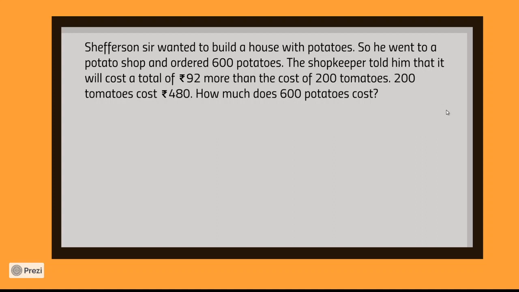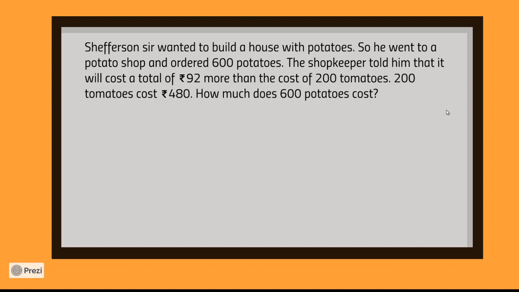I would like you to read it again. Jefferson Sir wanted to build a house with potatoes, so he went to a potato shop and ordered 600 potatoes. The shopkeeper told him that it will cost a total of 92 rupees more than the cost of 200 tomatoes. 200 tomatoes cost 480 rupees. How much does 600 potatoes cost?